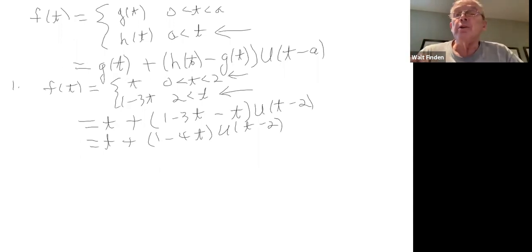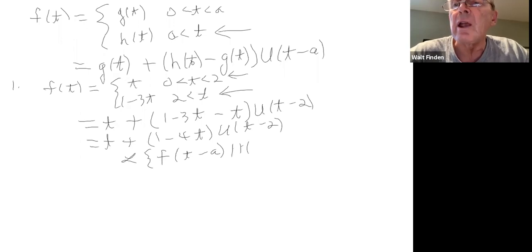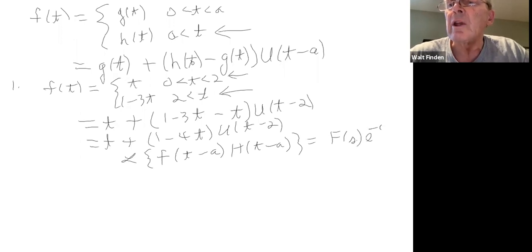Now, in order to use the Laplace transform with the unit step function, the Laplace transform of f of t minus a times h of t minus a is equal to capital F of s times e to the minus as. The trick here is to line up this t minus a with this t minus a.